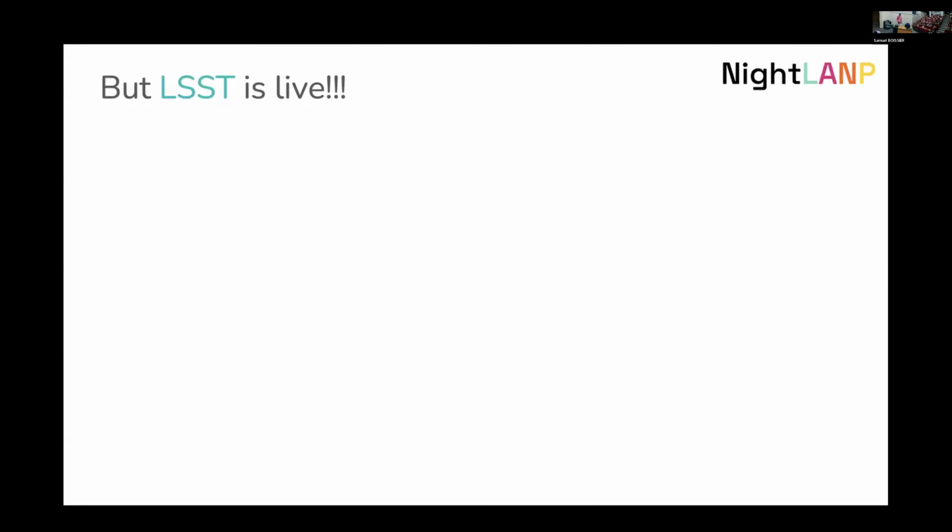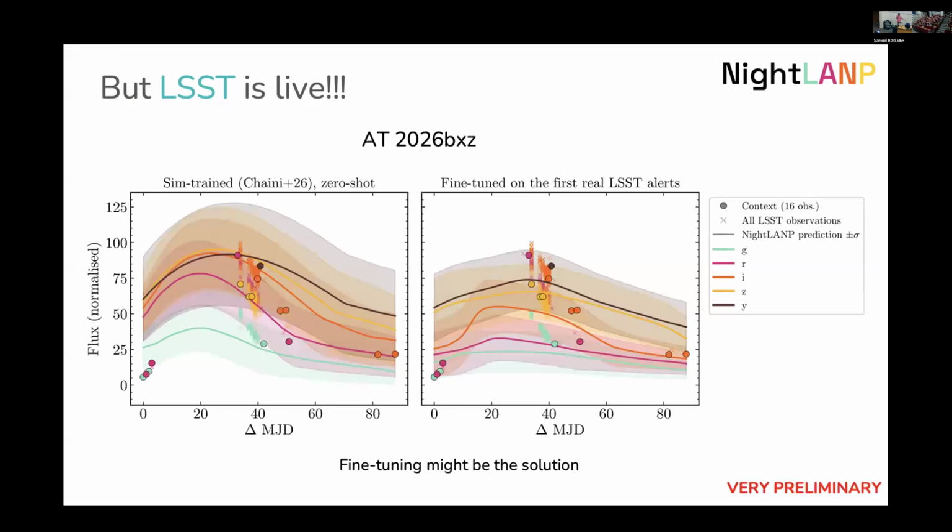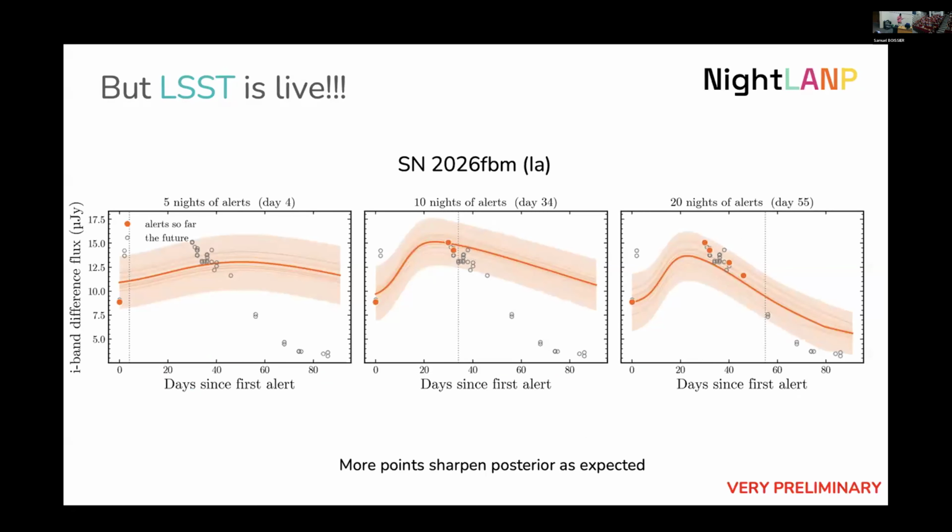But something I want to end with is LSST is live. It started 1 week ago. And till now, everything was simulations. So in the last 1 week, I've been trying to see if I can work with real data. I've been trying fine-tuning this model that was trained on simulations, but can we train it on top of that with real data? And I'm seeing some limited success already. And I'm incredibly happy about that. And that is something I'm exploring.